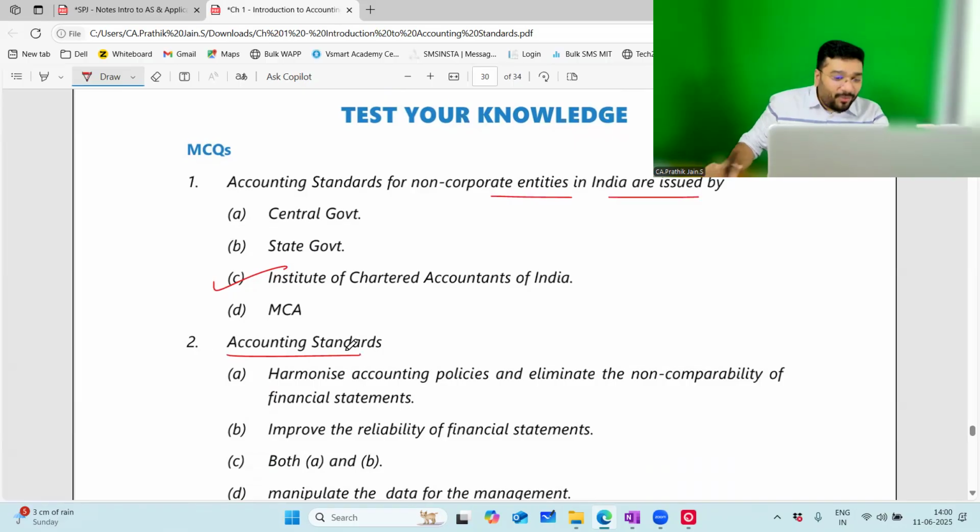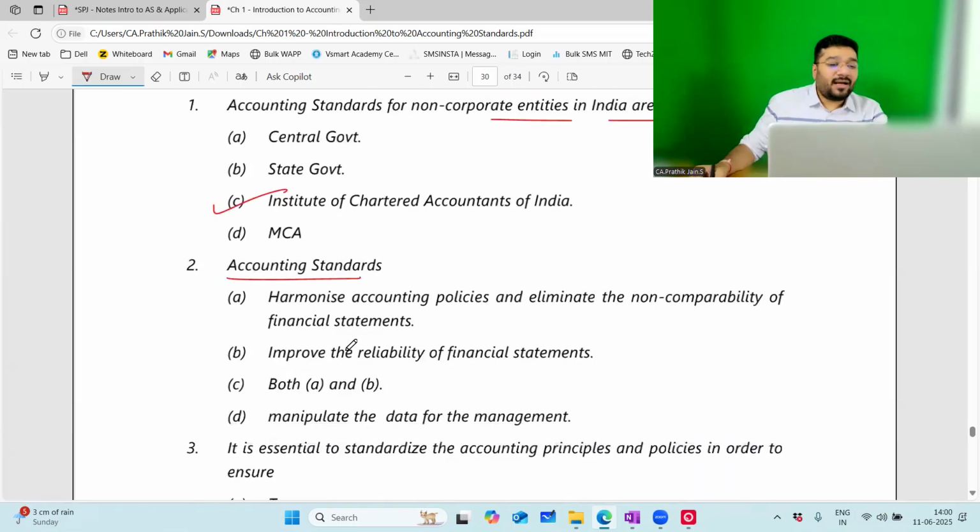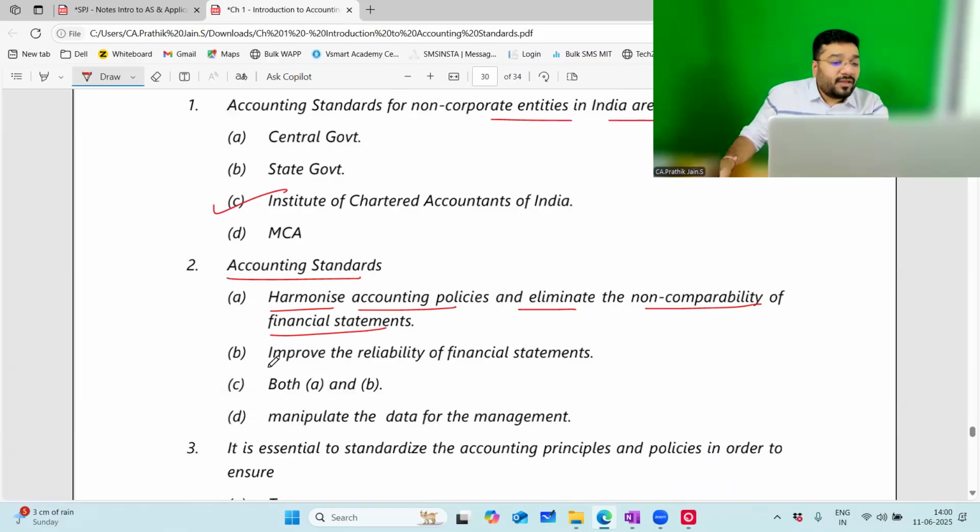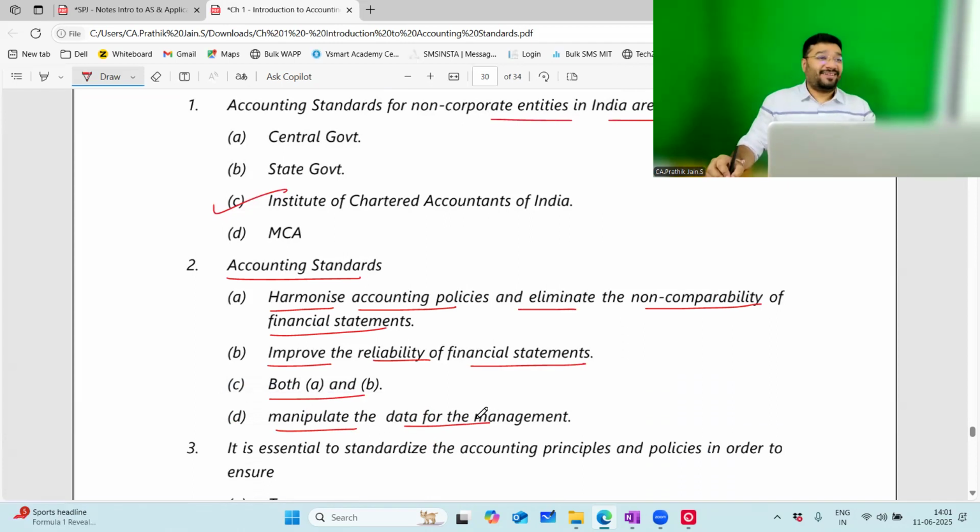Okay. Accounting standard. What is the role of accounting standard? Harmonize accounting policy and eliminate non-comparability of the financial statement. Yes. Improve the reliability of the financial statement. Yes. Both A and B. Manipulate the data of the management. No. Sir, this is a big no. Option C. Confusion between A, B, and C.